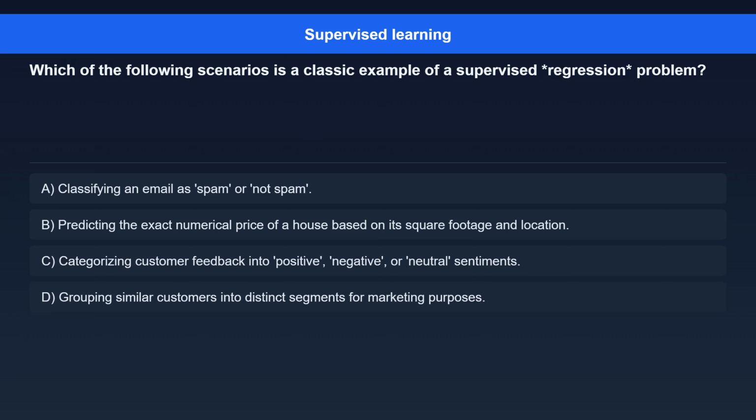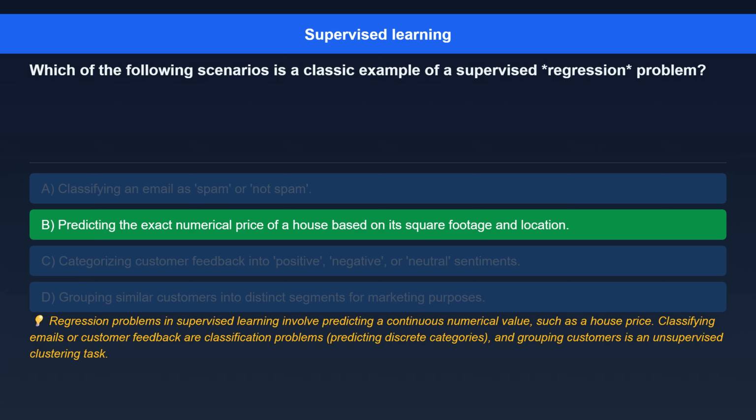Option D. Grouping similar customers into distinct segments for marketing purposes. The correct answer is predicting the exact numerical price of a house based on its square footage and location. Here's the explanation. Regression problems in supervised learning involve predicting a continuous numerical value, such as a house price.